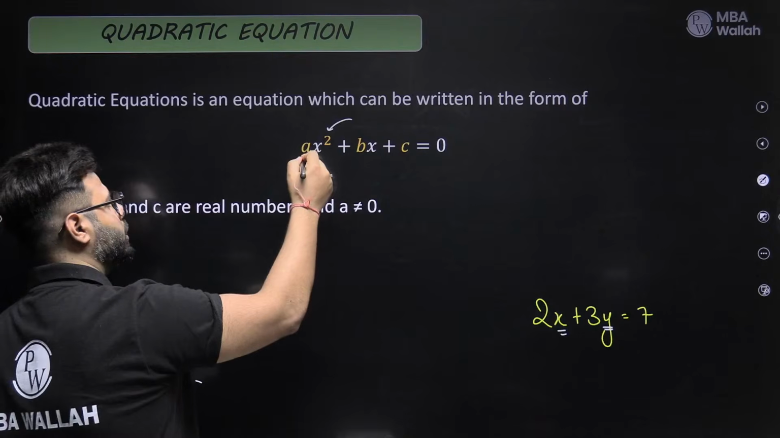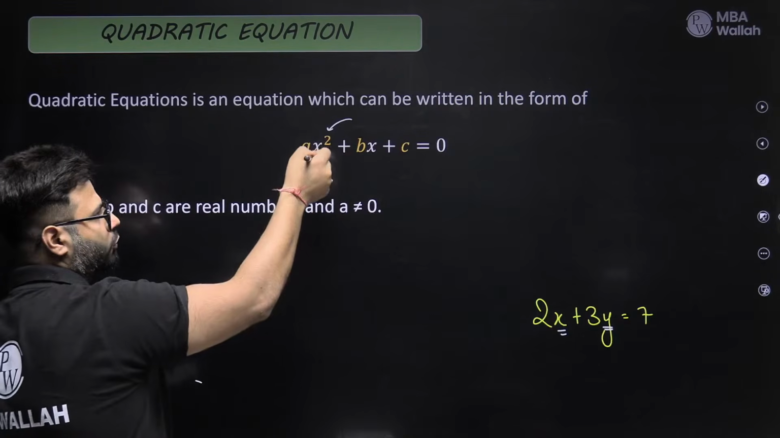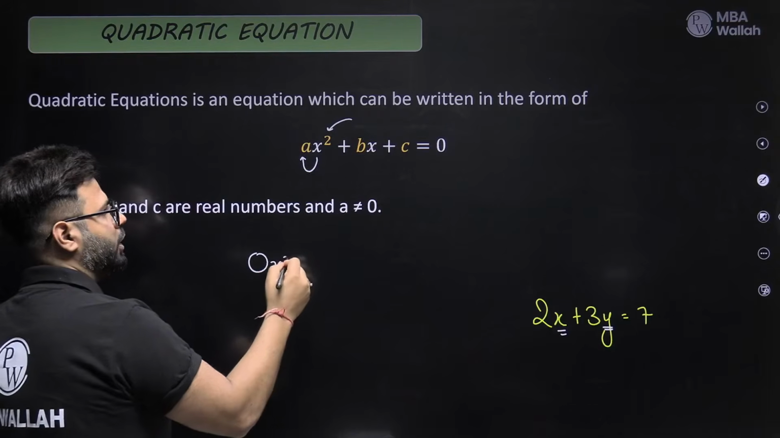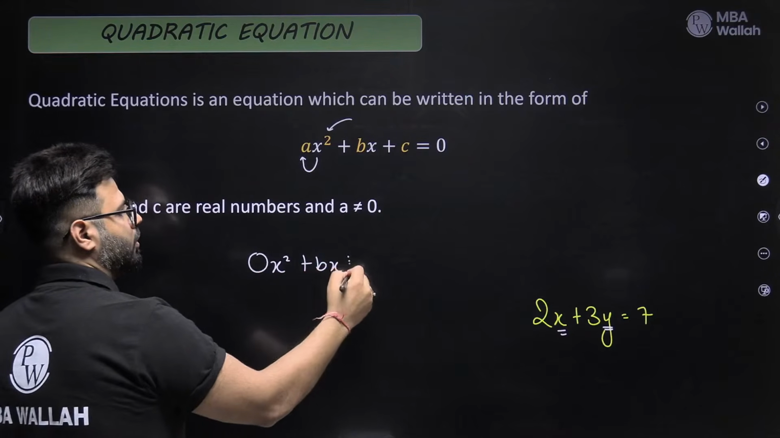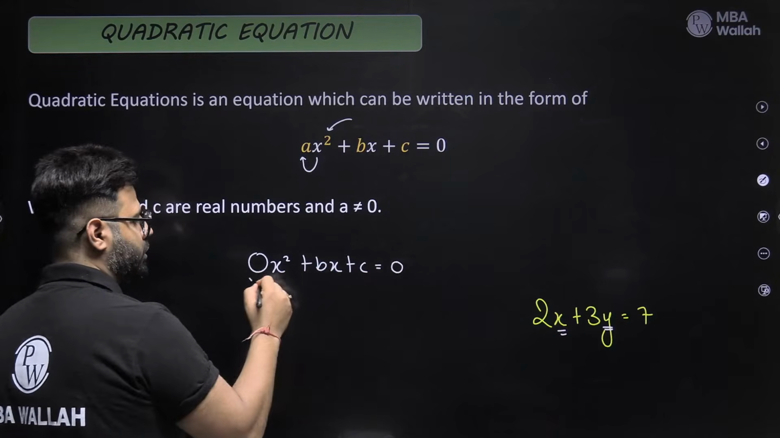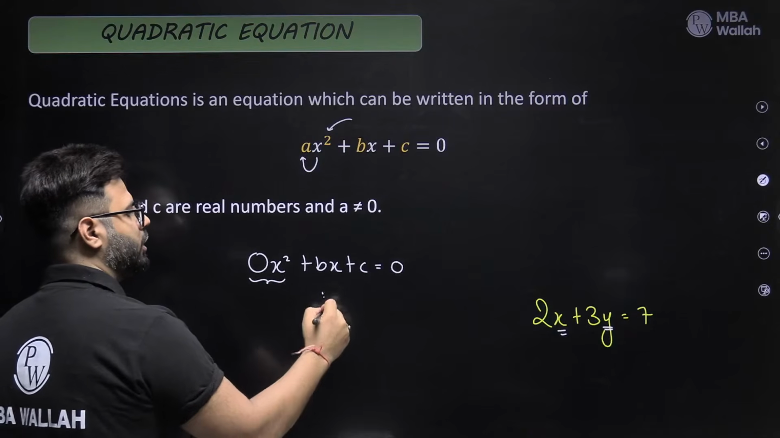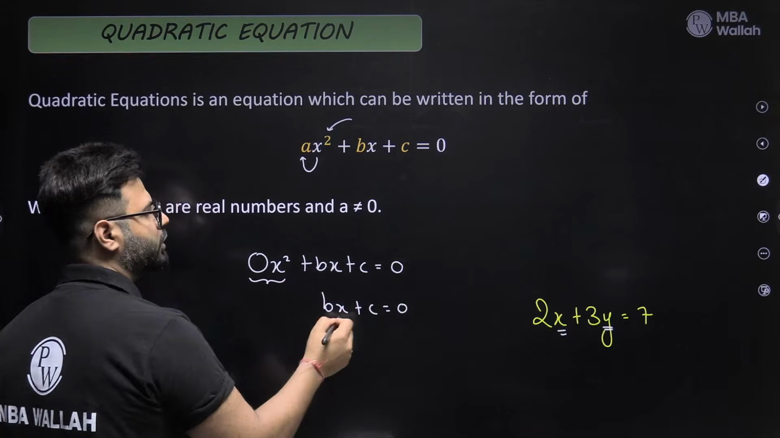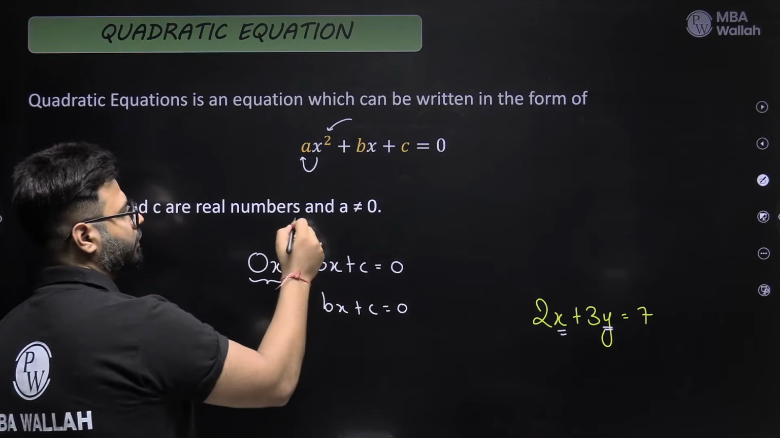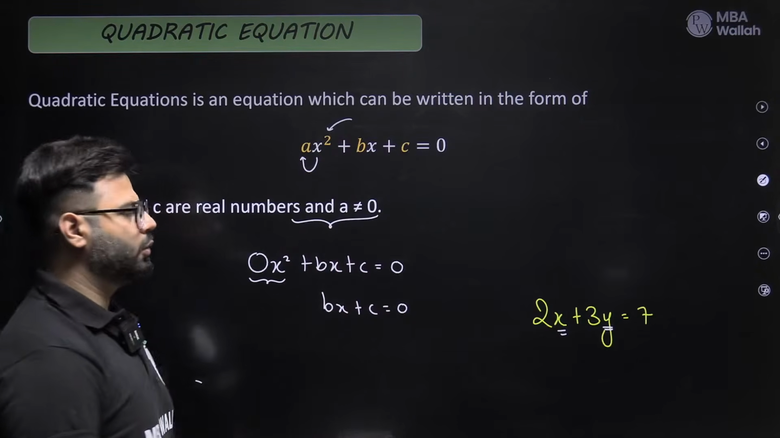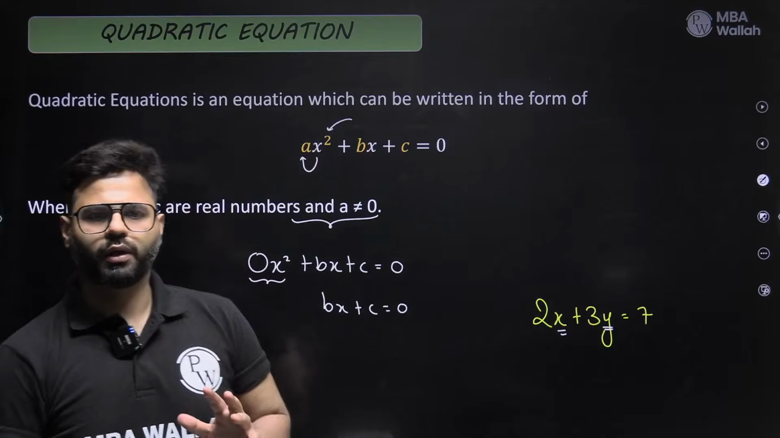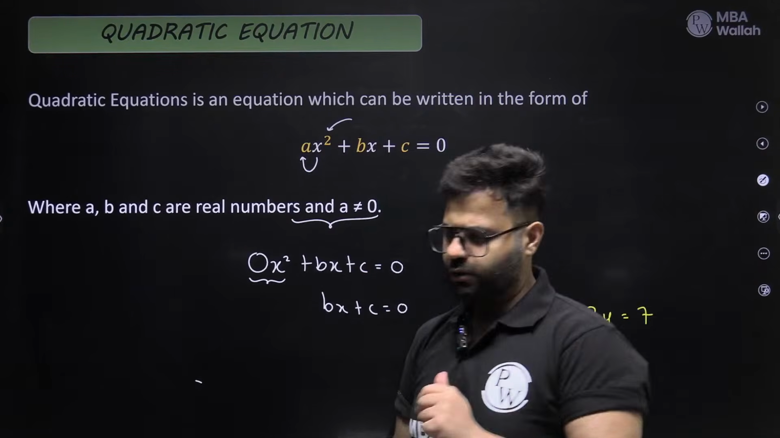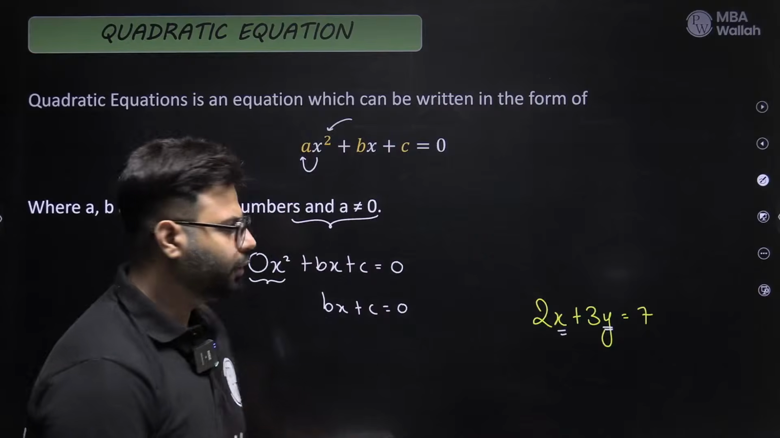Why a cannot be 0? Because if the coefficient of x square becomes 0, the equation becomes something like this. And of course, this eventually turns out to be 0 and this becomes bx plus c equals to 0. So this is not a quadratic equation and hence a linear equation. So that is why, remember, a cannot be equal to 0. So first thing first, quadratic equation is of the form ax square plus bx plus c, where a is not equals to 0.